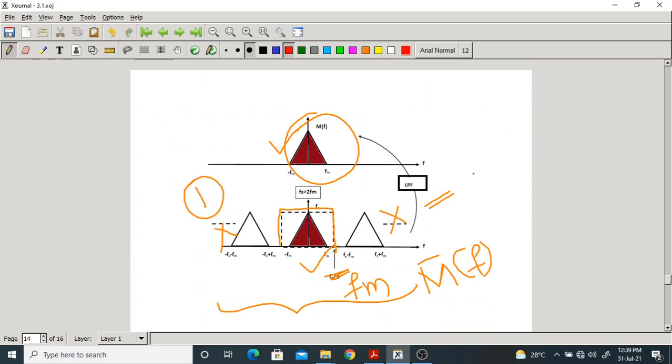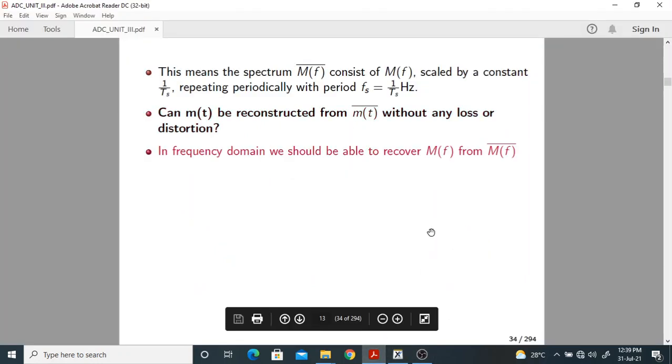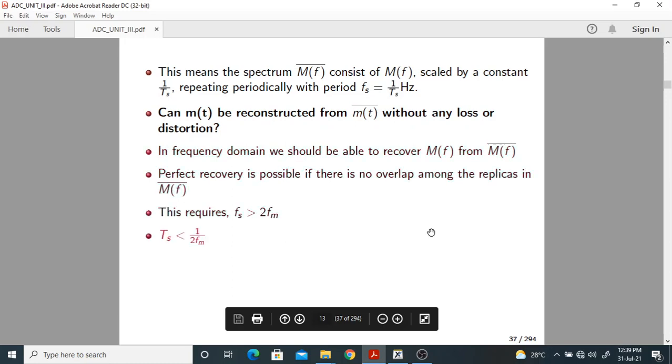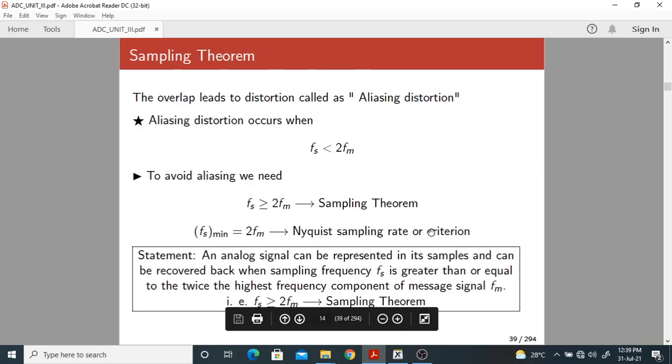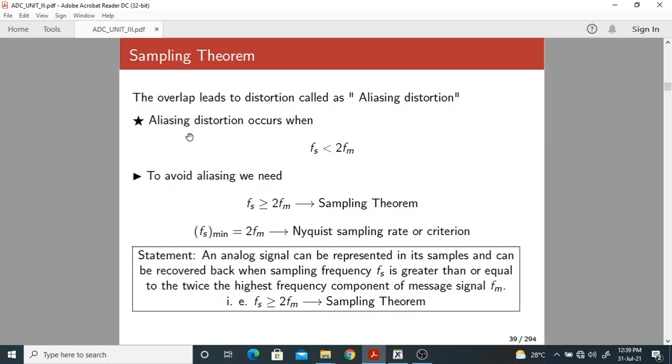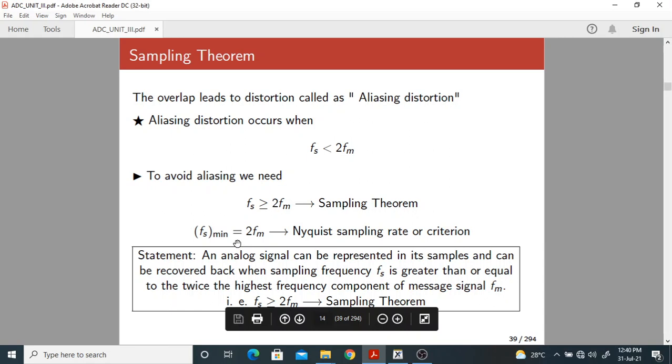Now this is reconstruction. It is possible with the low pass filter. That's it. Now this is the sampling theorem. Aliasing distortion occurs whenever Fs is less than 2Fm. To avoid aliasing, we need to have Fs more than or equal to 2Fm. That is called the sampling theorem. So the minimum sampling rate required for perfect reconstruction is called the Nyquist sampling rate, which is equal to 2Fm.